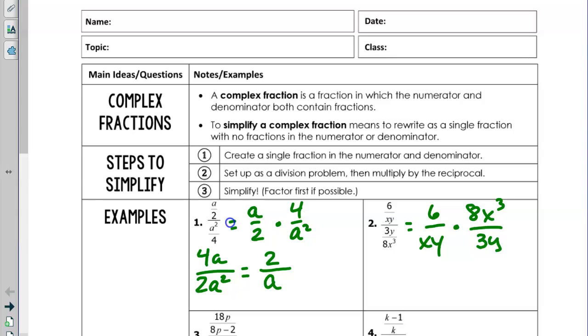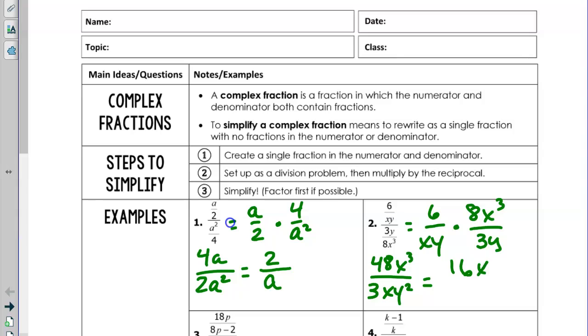So 6 times 8, what would that give us? So we still have the x cubed. And then in the bottom, we have xy times 3y. So what would I get? 3xy. Perfect. Once you get it multiplied together, then we're going to reduce. What is 48 divided by 3? 16. Perfect. 16 goes in the top. We have x cubed over x. So what does that do?